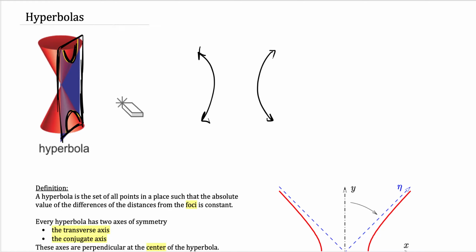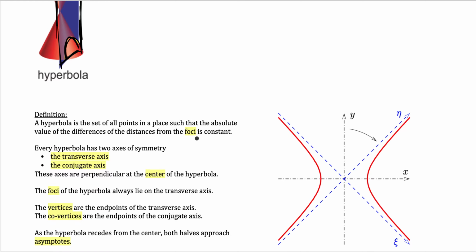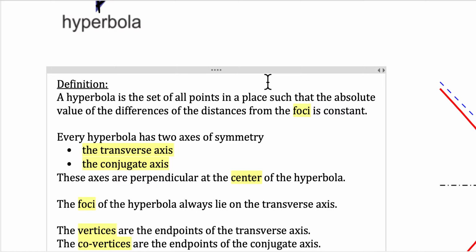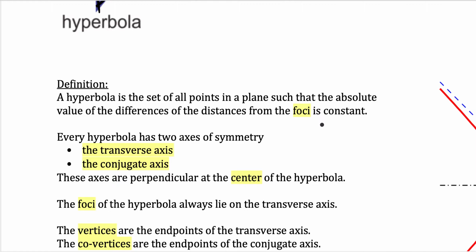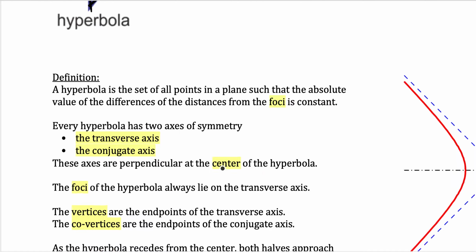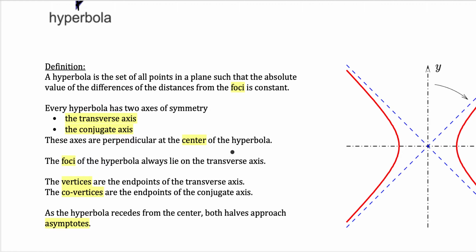So let's talk language. But we're going to talk definition first. So a hyperbola is the set of all points in a plane such that the absolute value of the differences of the distances from the foci are constant. That is so confusing. So we're going to talk about what that means. Once we talk about what that means, it is going to make a lot more sense. But first we need to know what language is.